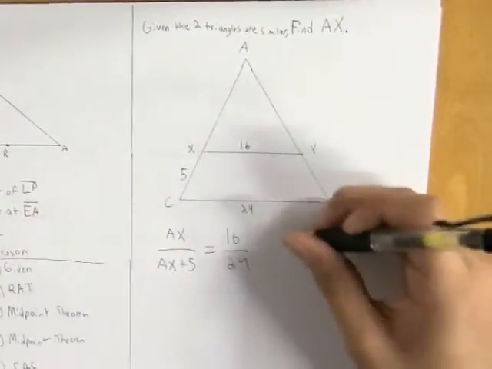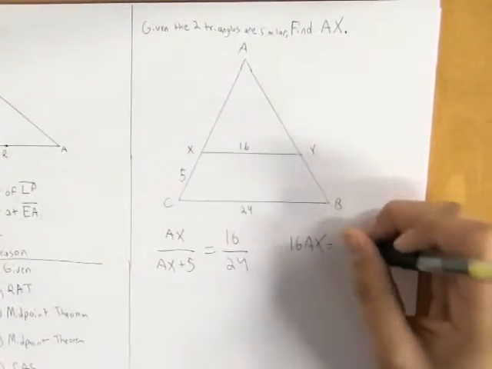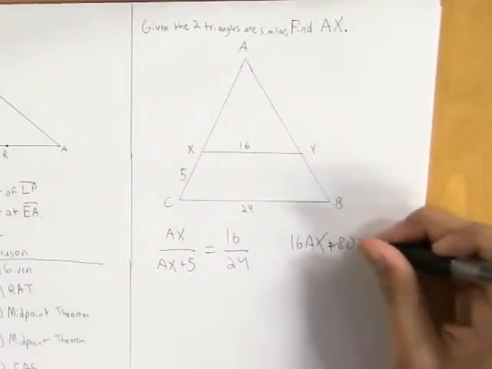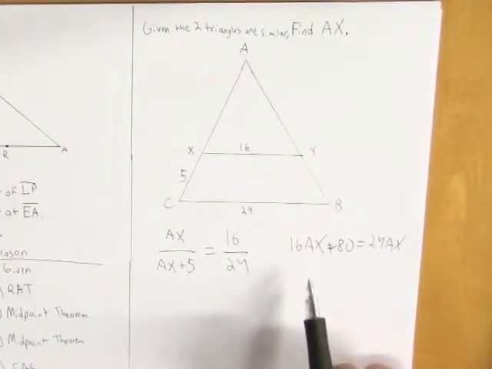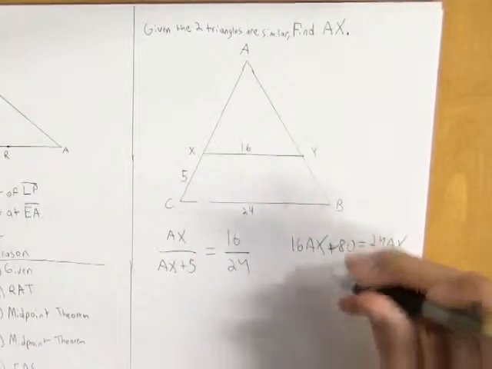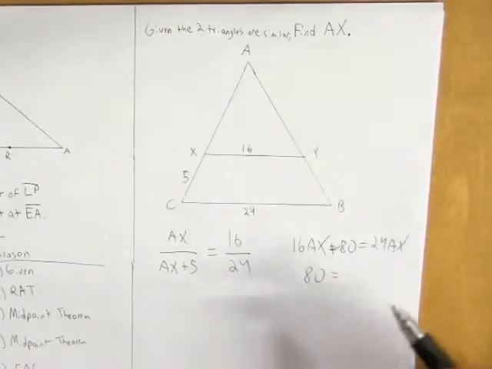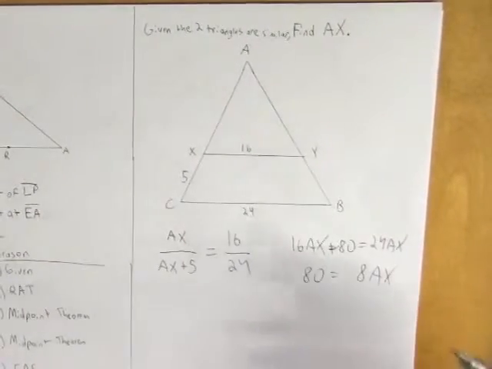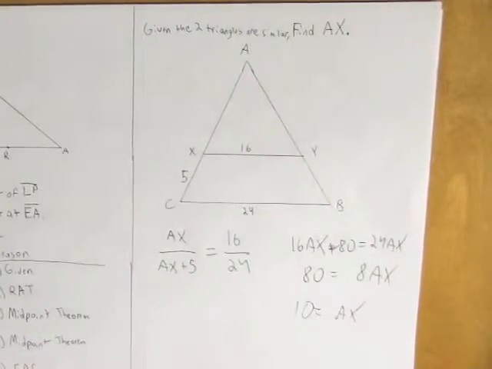And if you cross multiply, you'll get 16 AX plus 80 is equal to 24 AX. Now if you subtract 16 AX from both sides, you would get 80 equals 8 AX. Now if you divide both sides by 8, therefore AX is equal to 10.